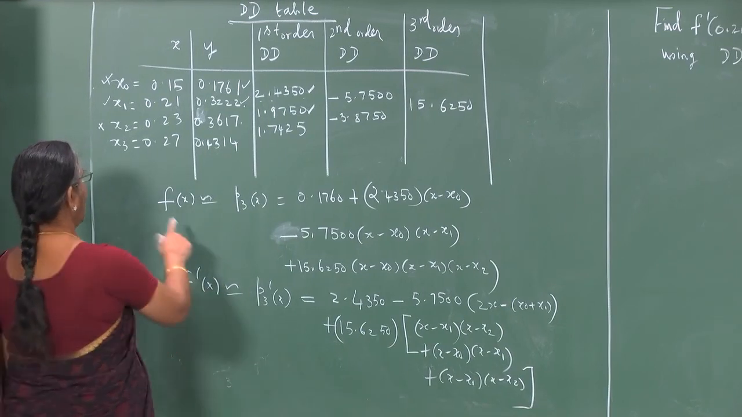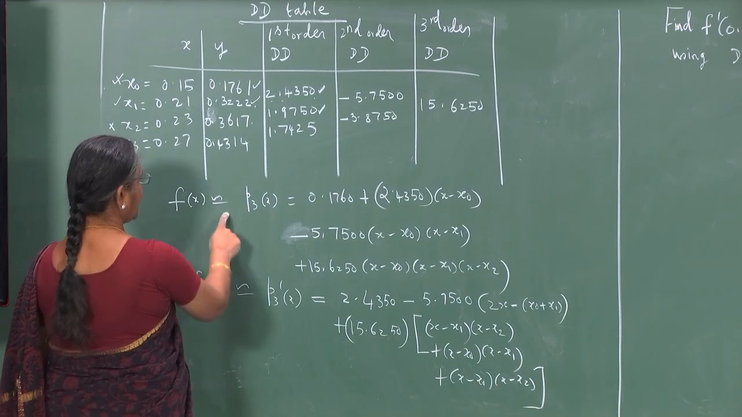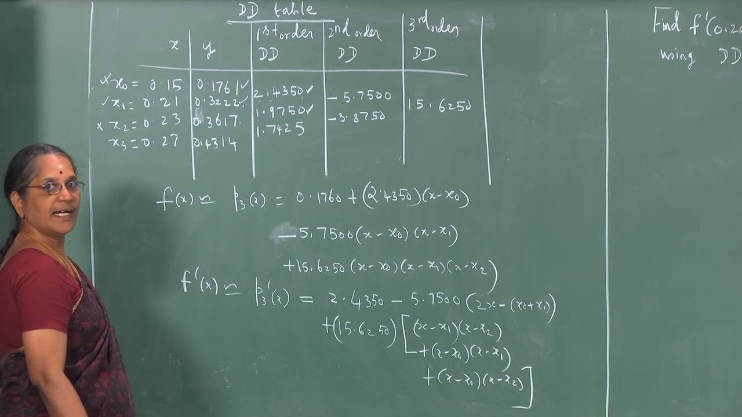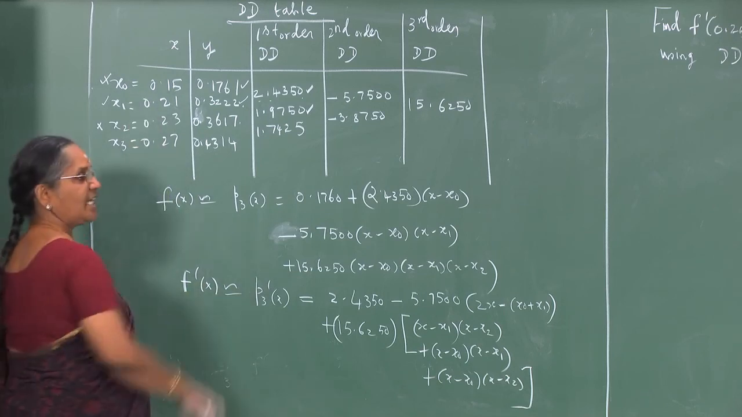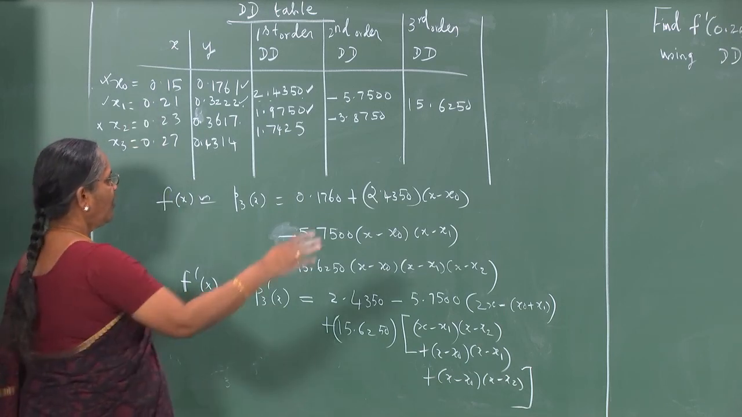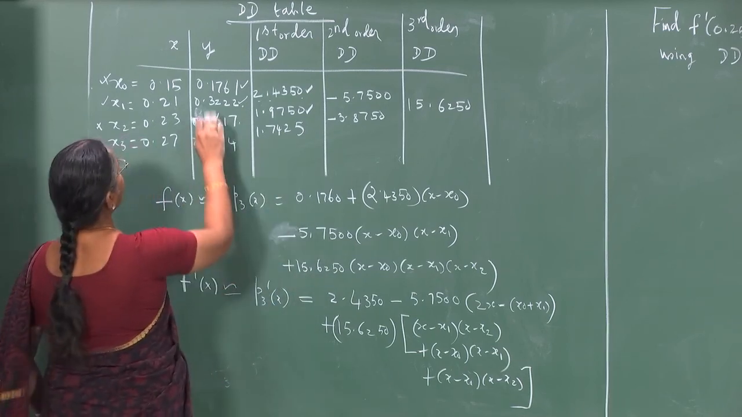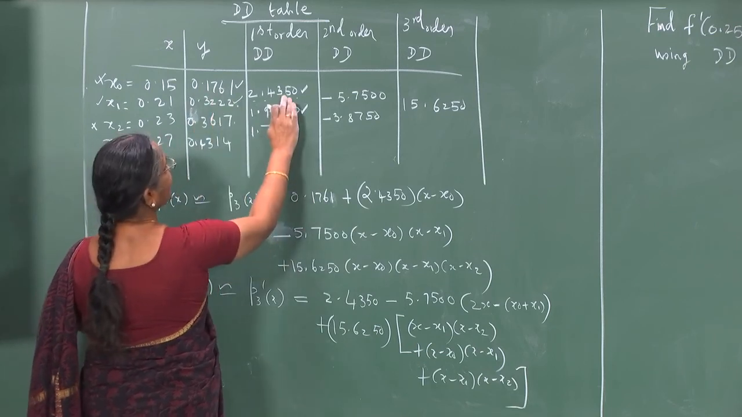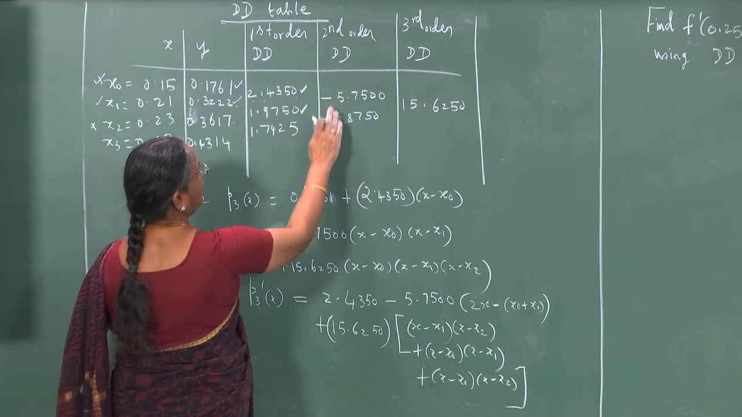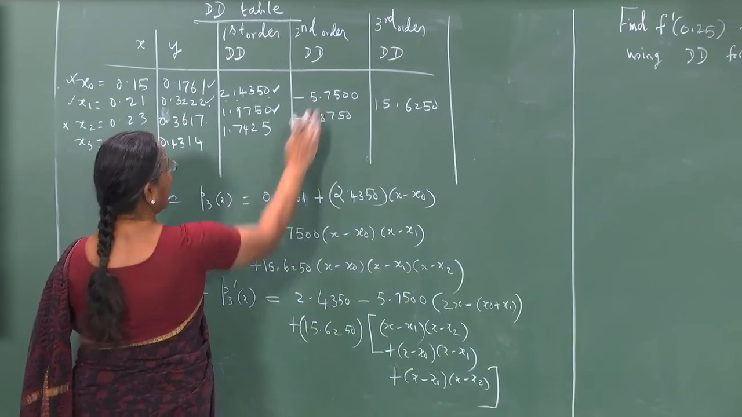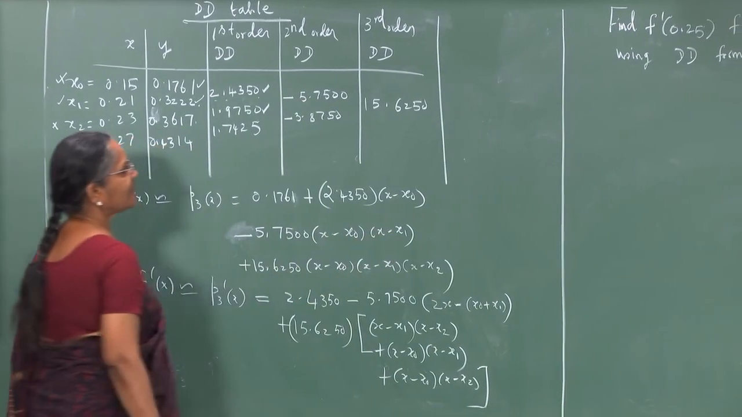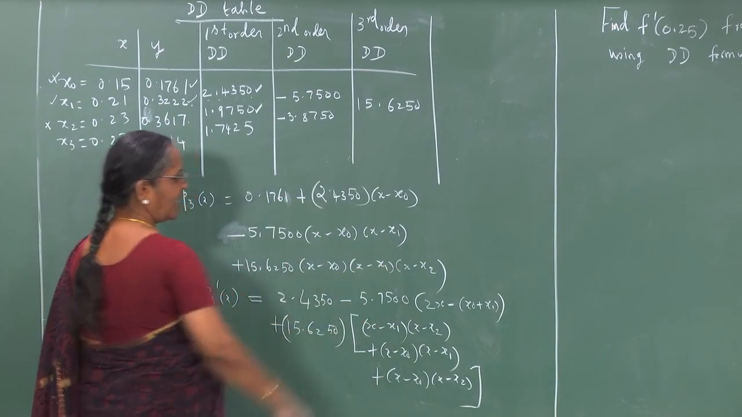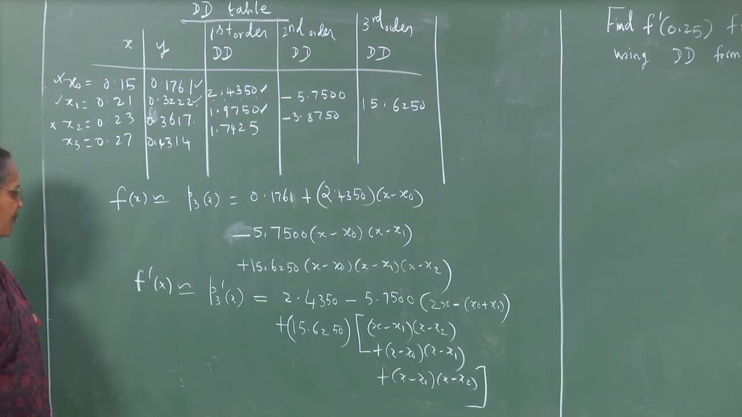We require f of x, which is approximated by a polynomial p3 of x, which is of degree at most 3, given information at 4 points. So, we know that p3 of x is given by 0.1761 plus this entry into x minus x0. The next term will be this entry into x minus x0, x minus x1, and the last term will be this into x minus x0, x minus x1, x minus x2.